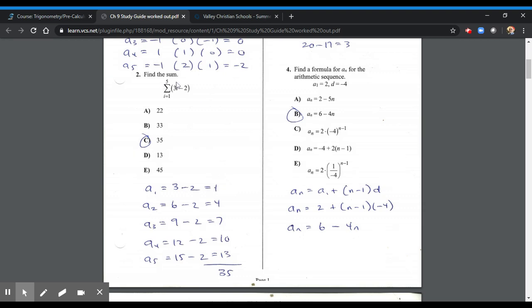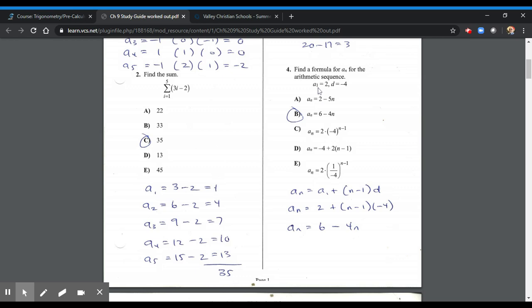Right, number 2, find the sum. Well, I could cheat and use my calculator, but I want you to show that you're able to do it the long way. So what do I have? A sub 1 is going to be 3 times 1 minus 2 is 1. A sub 2 would be 6 minus 2 is 4. A sub 3 would be 9 minus 2, which is 7. A sub 4 would be 12 minus 2, which is 10. A sub 5 would be 15 minus 2, which is 13. Add them up and you get 35. C.